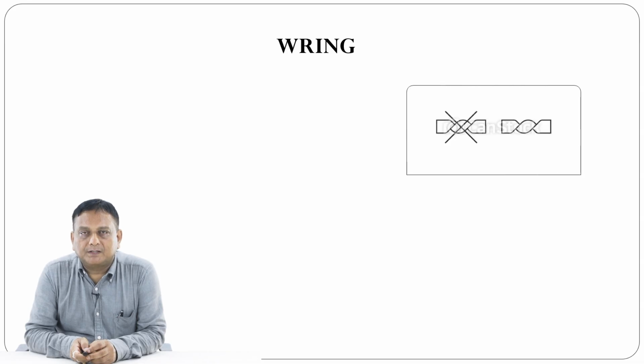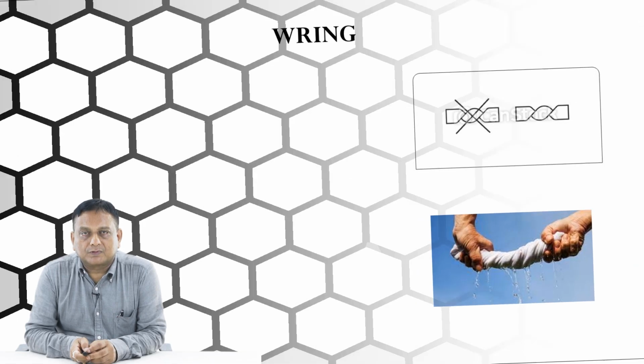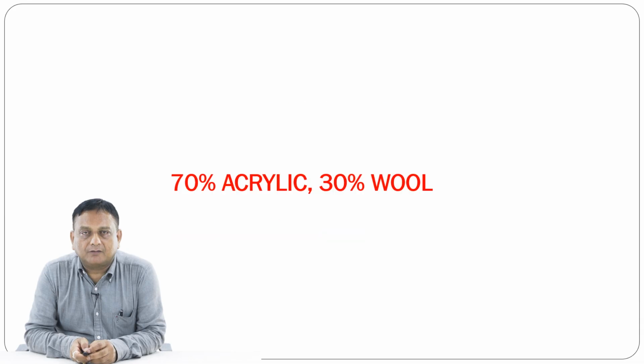Another important point in this area is whether we will squeeze or not squeeze the garment. Okay, so those kinds of symbols are also available. Now coming back to the squeezing again, when you are squeezing and stretching the product out of shape, do not wring. This symbol should be used there. So we have to be very careful when doing such kinds of studies or experimentation.